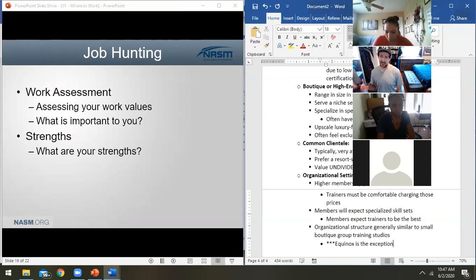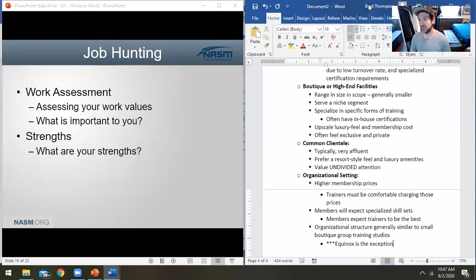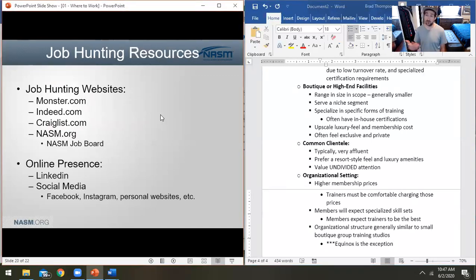So you've got to assess what's important to you, what type of environment you're going to thrive in. I like working in a place where I can kind of get down and dirty. And then what are your strengths? What are you good at? Are you good at working with senior clients? Are you good at working with youths? What type of gym is going to have more of that population? What type of gym is going to focus on corrective exercise? You guys are all going to be pretty good at that by the time you get out of here. Where are you going to be rewarded for that?